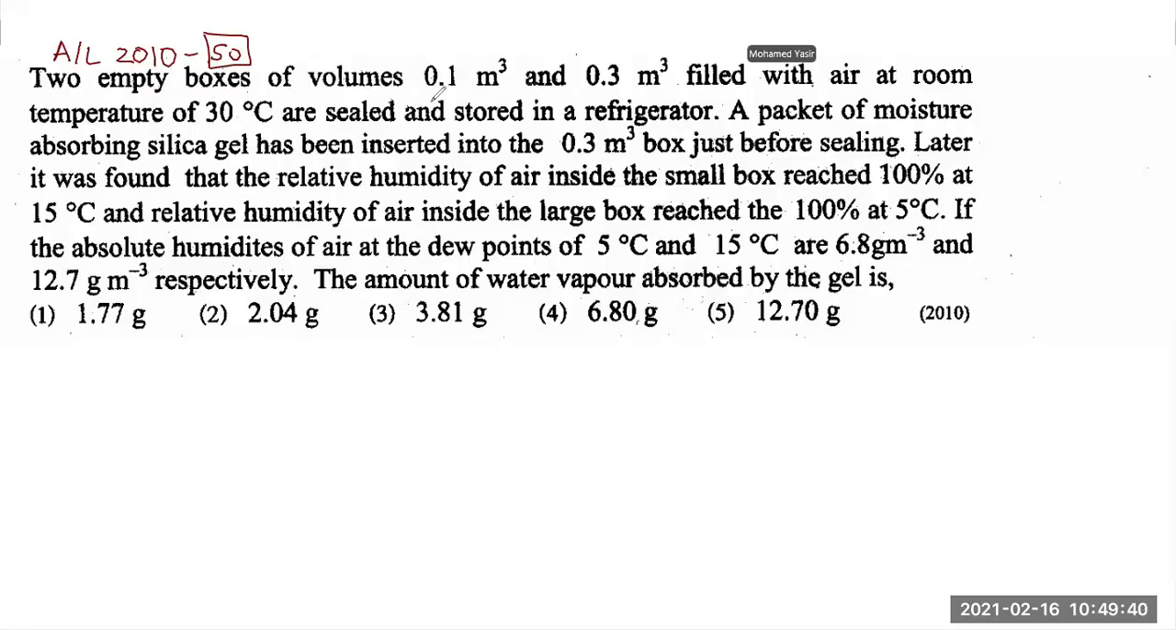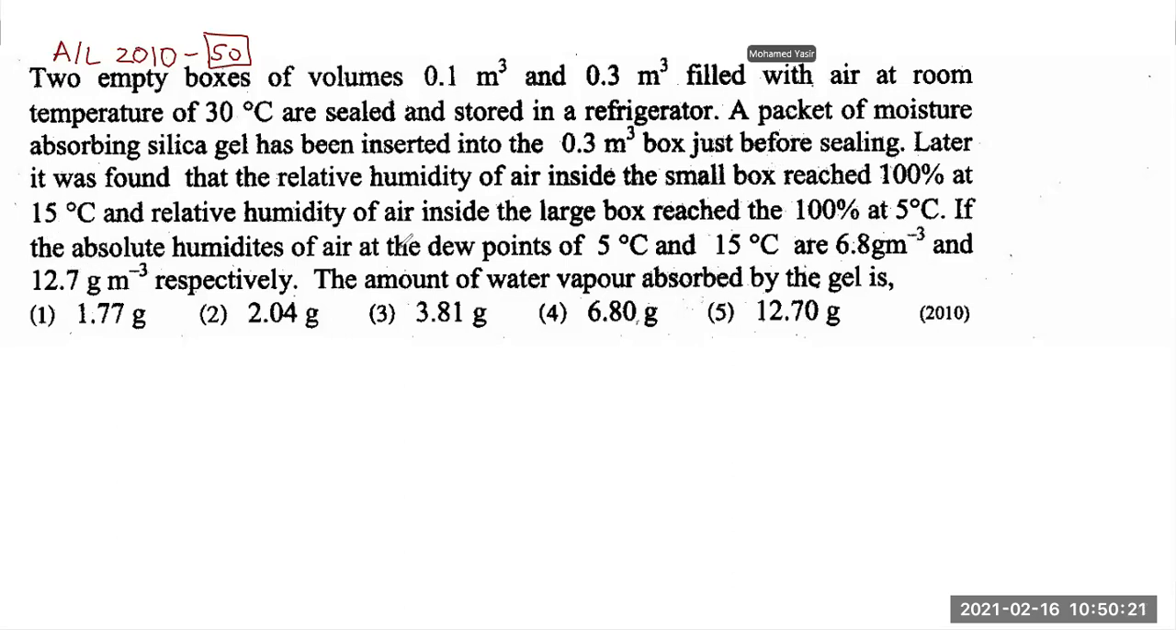Two empty boxes of volumes 0.1 meter cube and 0.3 meter cube, filled with air at room temperature 30 degrees Celsius, are sealed and stored in a refrigerator. A packet of moisture absorbing silica gel has been inserted into the 0.3 meter cube box just before sealing. Later, it was found that the relative humidity of air inside the small box reached 100% at 15 degrees Celsius, and relative humidity of air inside the large box reached 100% at 5 degrees Celsius. If the absolute humidities of air at the dew points of 5 degrees Celsius and 15 degrees Celsius are 6.8 gram per meter cube and 12.7 gram per meter cube.